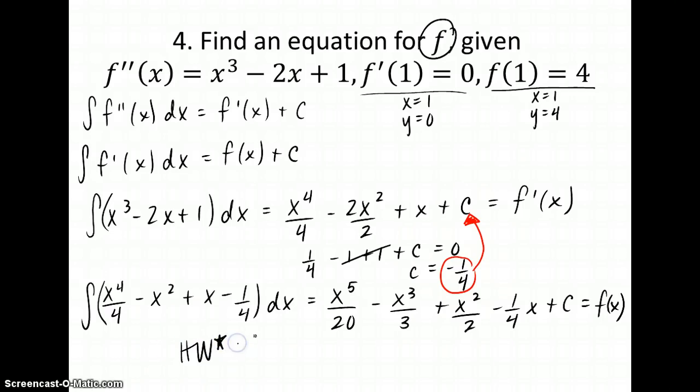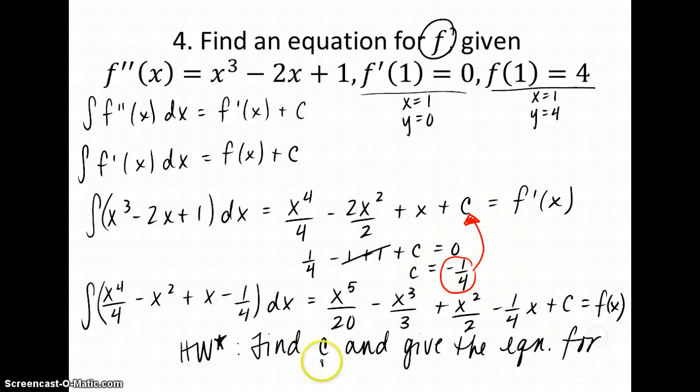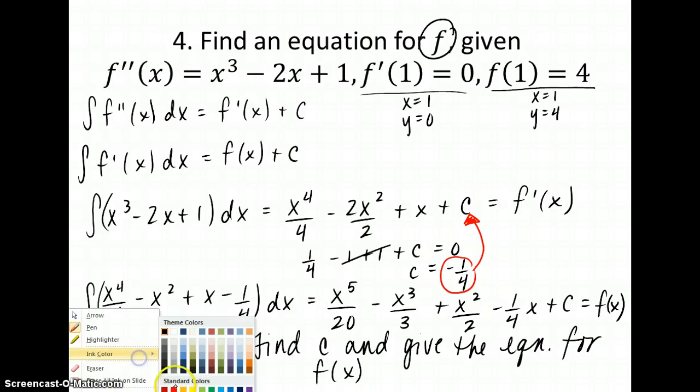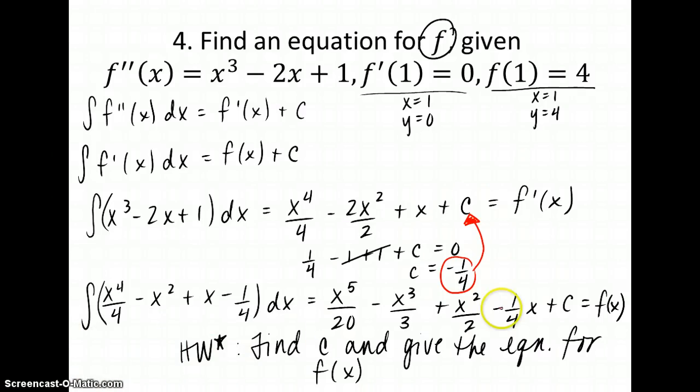So your homework, find c and give the equation for f of x. So we have the antiderivative, the general solution. Use these initial conditions, and for homework I want you to find the function f of x by plugging in those values and solving for c.